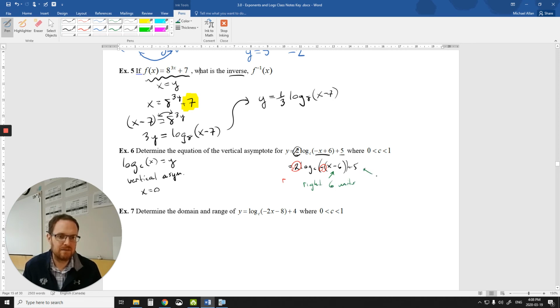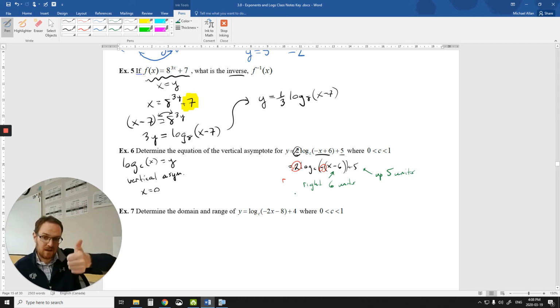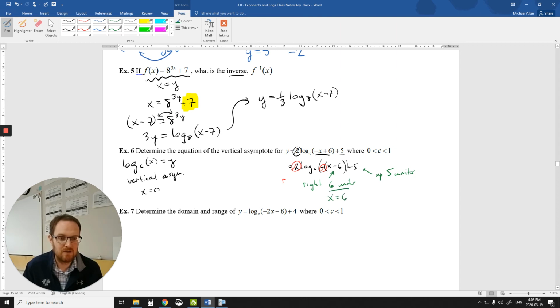Now the 5 is up 5 units. But a vertical line moved upwards 5 units is still just the vertical line at that point. So that up and down doesn't really do too much. It's the side to side we have to worry about. So by moving it right 6 units, my asymptote is now x equal to 6.